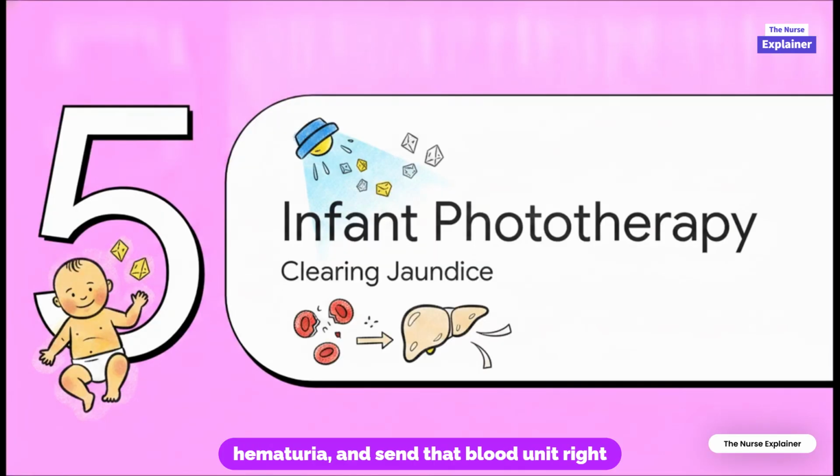And finally, Section 5, infant phototherapy competencies for clearing jaundice. Newborn infants deal with hyperbilirubinemia all the time. It's because they have a naturally high rate of red blood cell turnover, combined with structurally immature livers that just can't process it all fast enough.